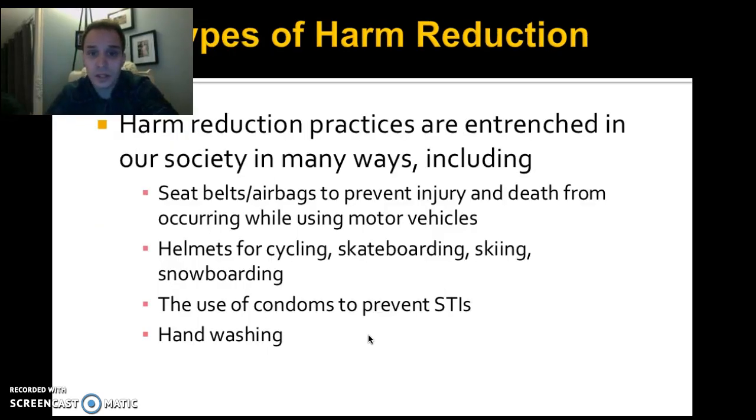The types of harm. So we see harm reduction practices are entrenched in our society in many ways. I mean, we have all kinds that we don't even think of as harm reduction. A seatbelt. A seatbelt won't necessarily save your life. It could, but people still die wearing seatbelts once in a while. What we do know, though, is that they do significantly reduce the harm, and in many cases, they actually do stop death and physical harm and injury. Helmets for cycling, skateboarding, skiing, snowboarding, same idea. It doesn't necessarily stop it. But in some cases, it actually may prevent physical damage or physical harm. But in a lot of cases, it's more of a harm reduction, right? We're still going to do those things.